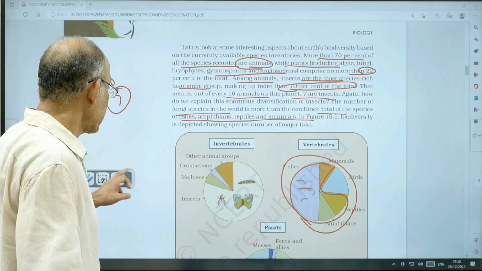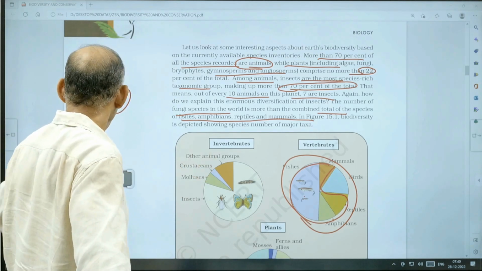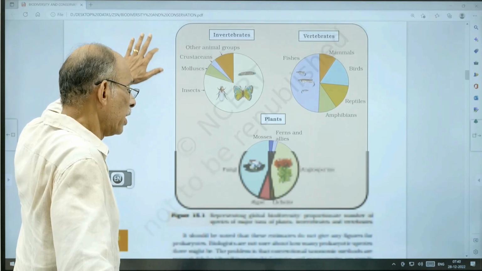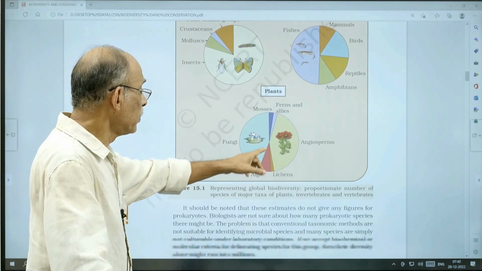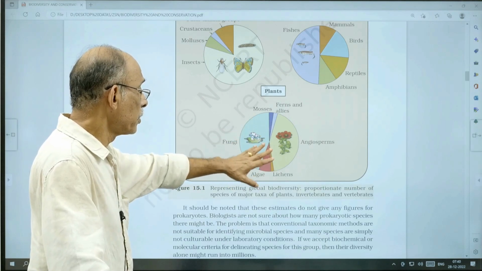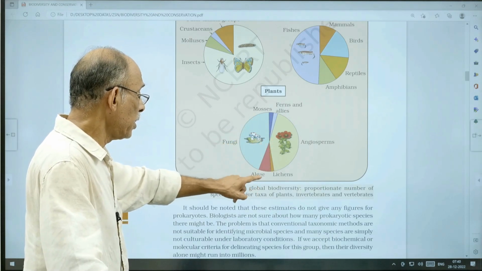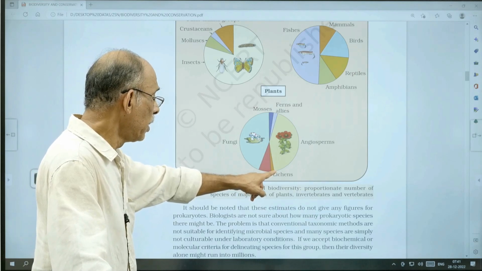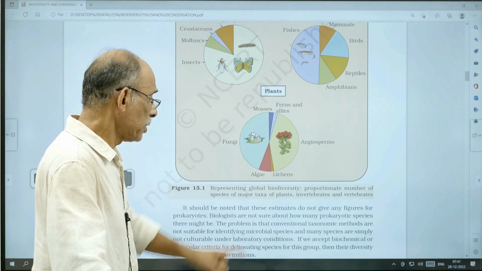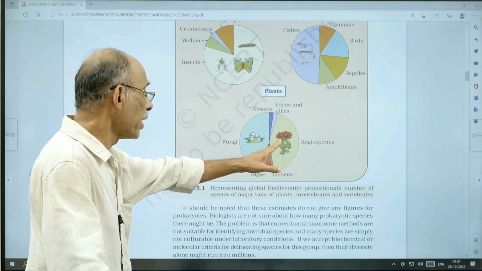Next, you must study these pie diagrams. This is angiosperm, and this is fungi; the number of fungi is almost equal to or more than the angiosperms. We have lichen, a small group, algae, ferns and mosses, and the maximum are fungi and angiosperms.